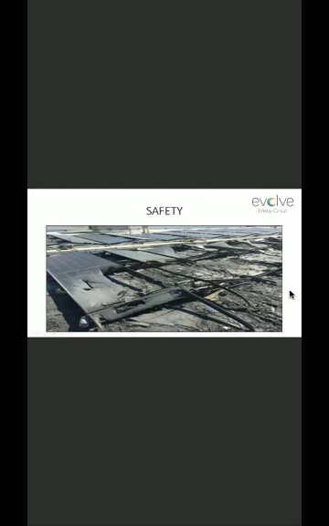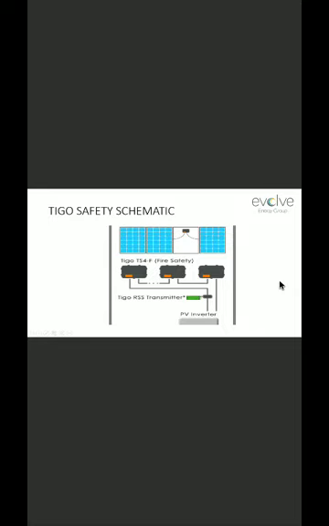Why am I including this picture in this seminar? Because we can say TIGO provides the solution for these problems. How? The TIGO safety schematic. What is the TIGO safety schematic? How does TIGO save our solar modules, our plant, or our property from fire?